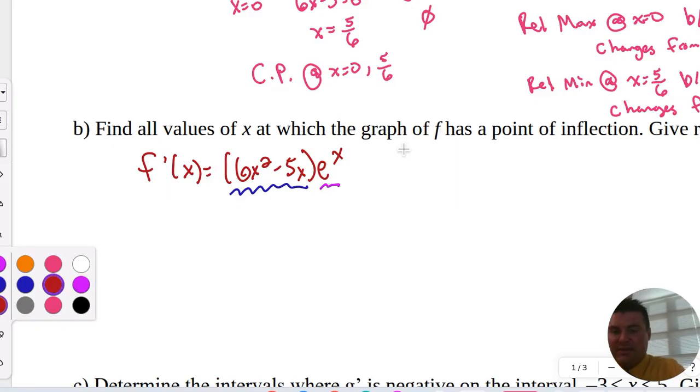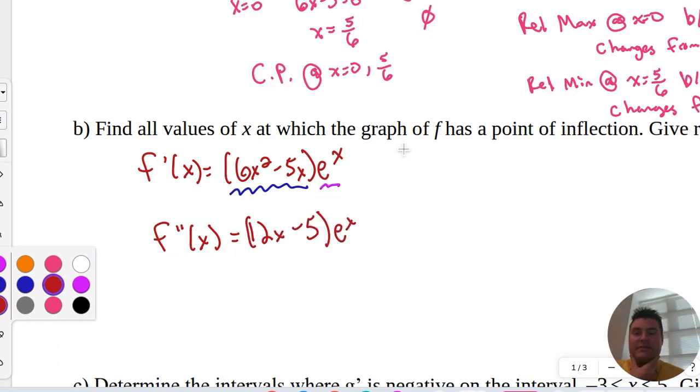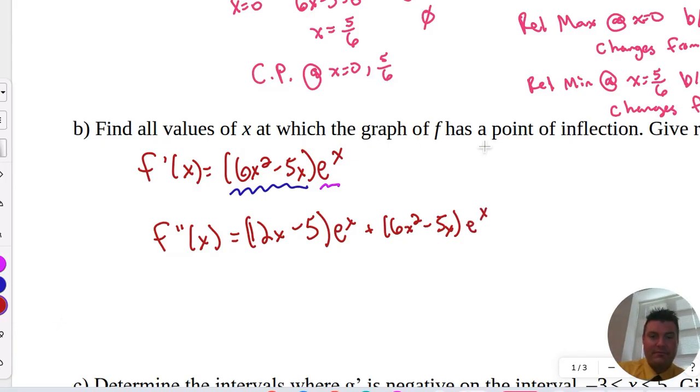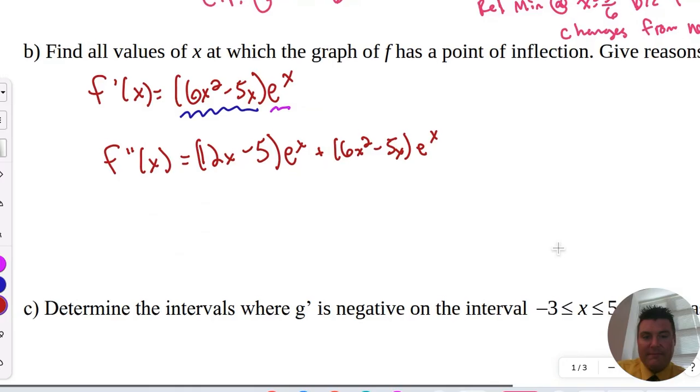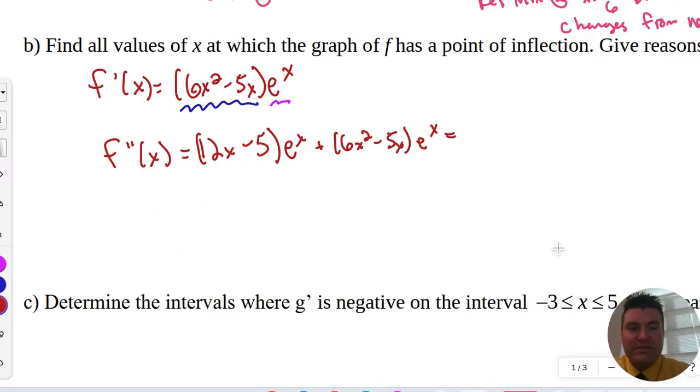To find this second derivative, I'm going to take the derivative of the blue underline first, which is going to be 12x minus 5, times e to the x. Then I'm going to leave the first the same, and the derivative of e to the x is, very good everybody, e to the x. All right, and I'm going to set this equal to 0 to get my potential points of inflection.